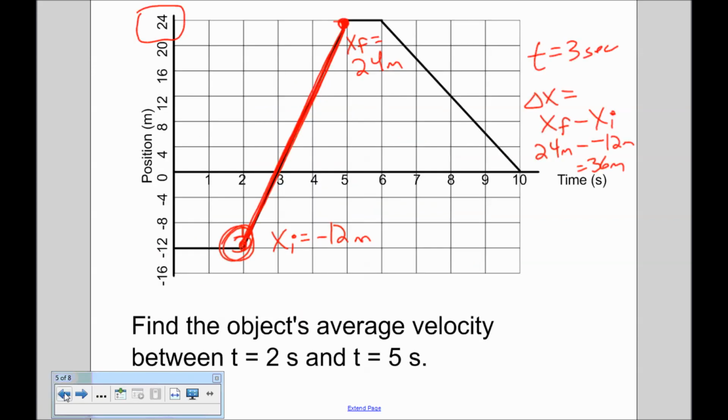So that's that. And then finally, to find the average velocity, well, that's like the first equation we learned in this class. So our average velocity is 36 meters divided by 3 seconds. So that means you're going 12 meters per second. Okay, so that is it.